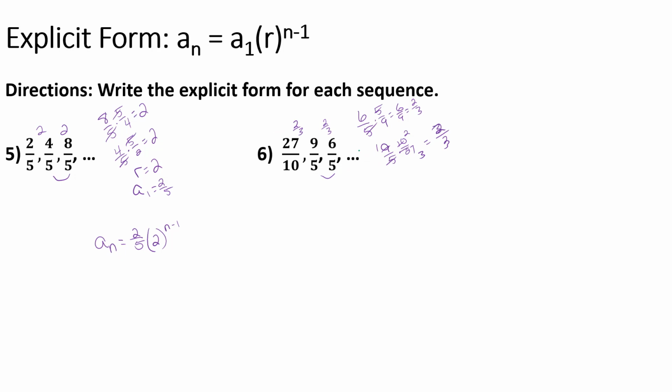Okay, so we've got a common ratio, we've got a first term. Our rate is equal to 2/3. Our a sub 1 is equal to 27/10. So we can write an explicit form sequence formula. A sub n is equal to 27/10 times 2/3 to the n minus 1 power.